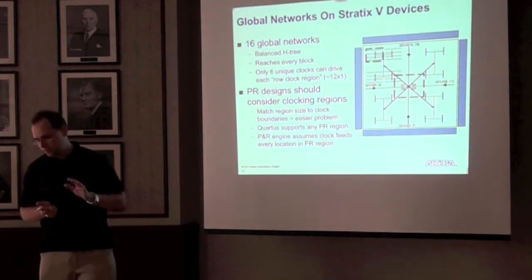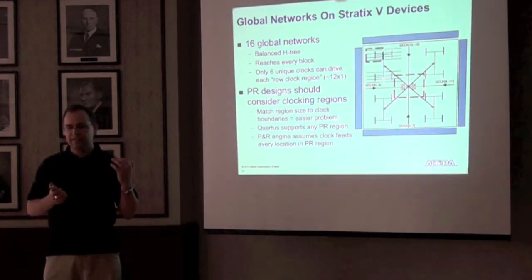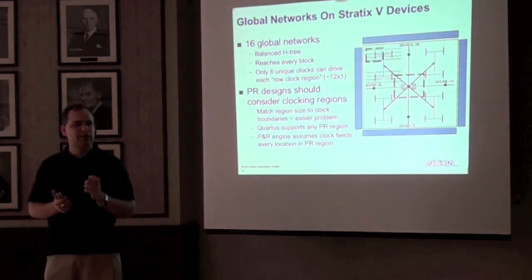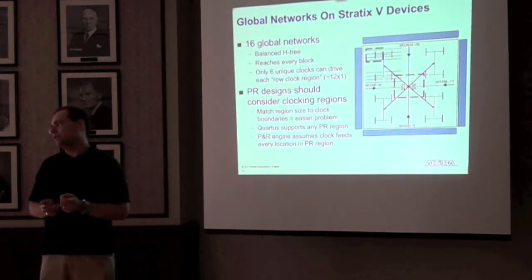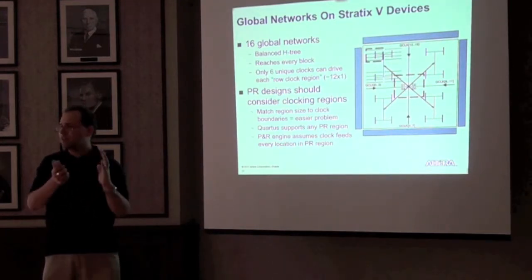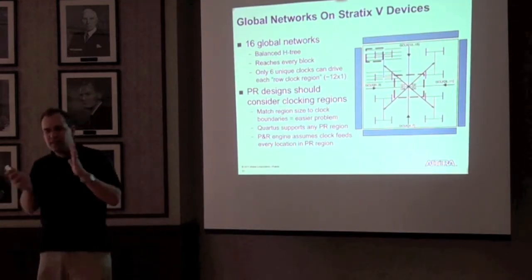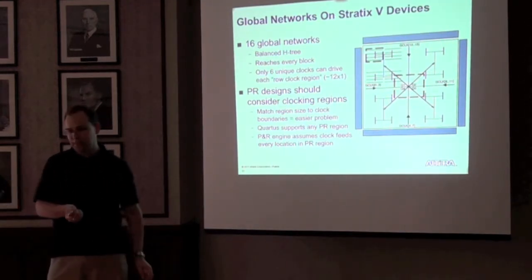One thing that we assume right now is that the place and route engine is conservative for clocks entering PR regions, and it assumes that every clock can be feeding every location in a PR region. Obviously this can be improved upon, but it's a challenging problem, because if I have 10 different personas and 3 different clocks, it's hard to know exactly how to do that clock assignment problem.